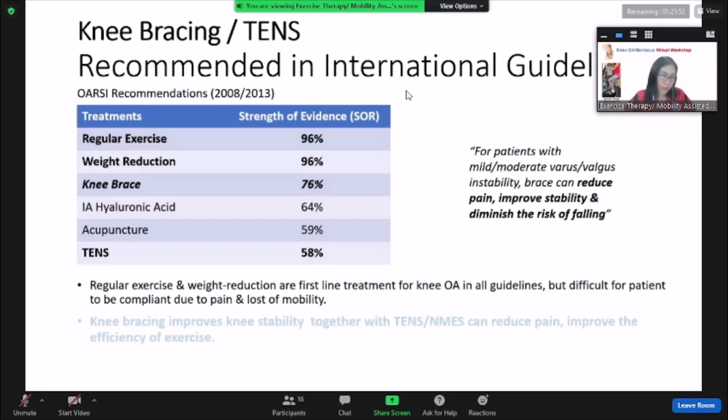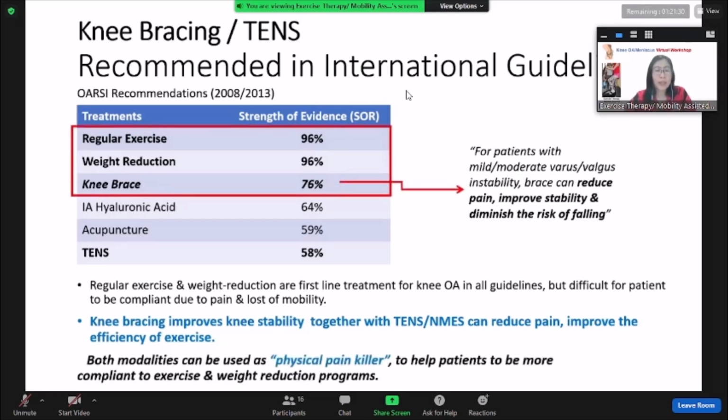So a knee brace, which actually helps to improve the knee stability, combined together with electrotherapy, TENS or NMES, helps to reduce the pain. These two modalities, when combined together, actually help to improve the efficacy of the exercise prescribed. Okay, and you can see over here in this table, it goes hand in hand in the management of knee OA.